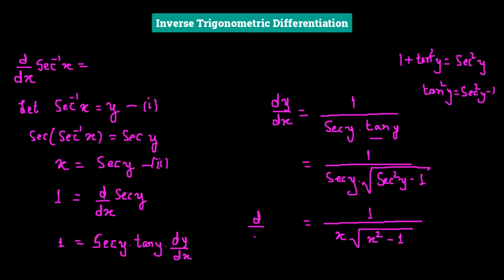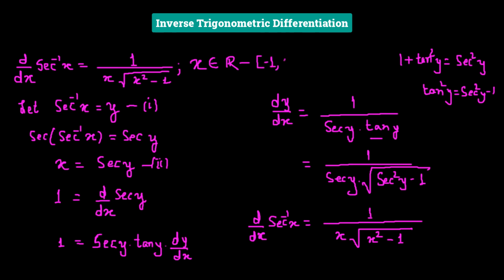And on the left hand side we have the derivative of y, so y is substituted with secant inverse of x, taken from equation number 1. So that means the derivative of the inverse secant function is 1 divided by x times the square root of x squared minus 1. And the value of x will be all real numbers except numbers between -1 and +1.